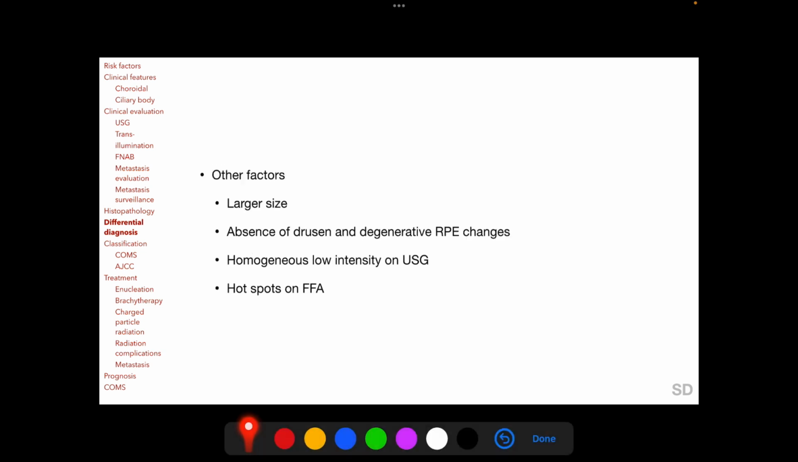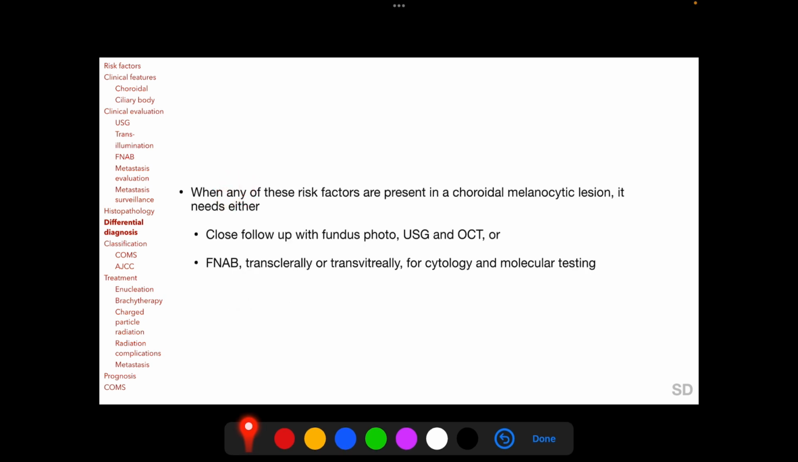Other factors which suggest malignant nature of a choroidal melanocytic lesion are larger size, as we have discussed, absence of drusen or degenerative RPE changes, which are surface features suggesting benign nature of a choroidal melanocytic lesion, homogeneous low intensity on ultrasound, as we have discussed, and hot spots on fundus fluorescein angiography. When any of these risk factors are present in a choroidal melanocytic lesion, we can either follow up the patient closely with fundus photography, ultrasonography, and optical coherence tomography, or perform fine needle aspiration biopsy transsclerally or transvitreally for cytology and molecular genetic testing.